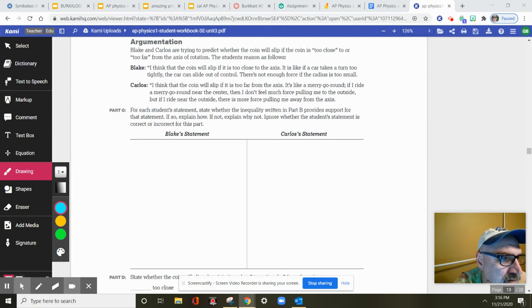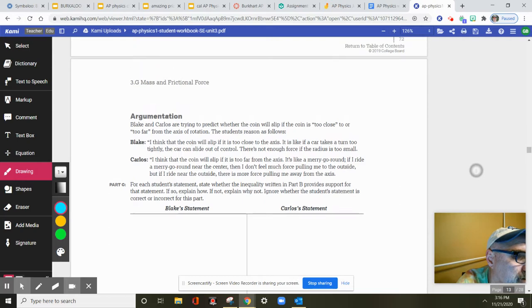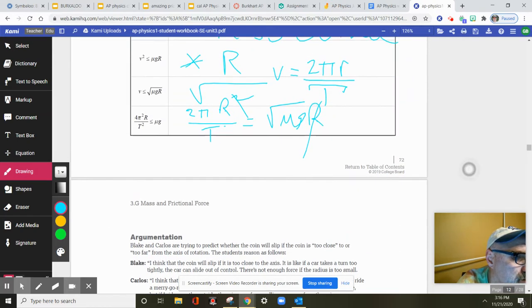State whether the inequality written in Part B provides support for that statement. If so, explain how. If not, explain why not. Ignore whether the student statement is correct or incorrect for this part. Okay, because I was going to go Carlos on that.